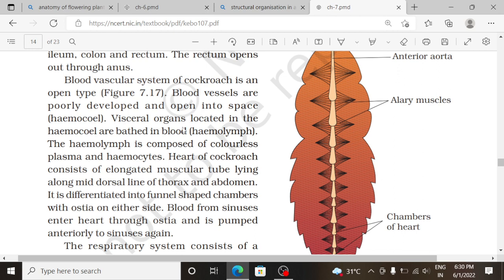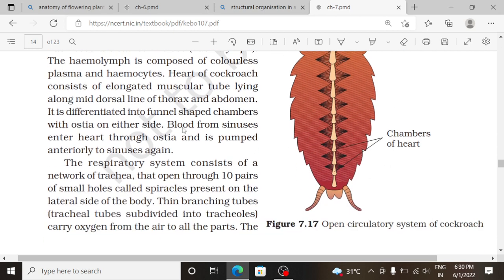Heart of cockroach consists of elongated muscular tube lying along mid-dorsal line of thorax and abdomen. It is differentiated into funnel-shaped chambers with ostia on either side. Blood from sinuses enter heart through ostia and is pumped anteriorly to sinuses again.